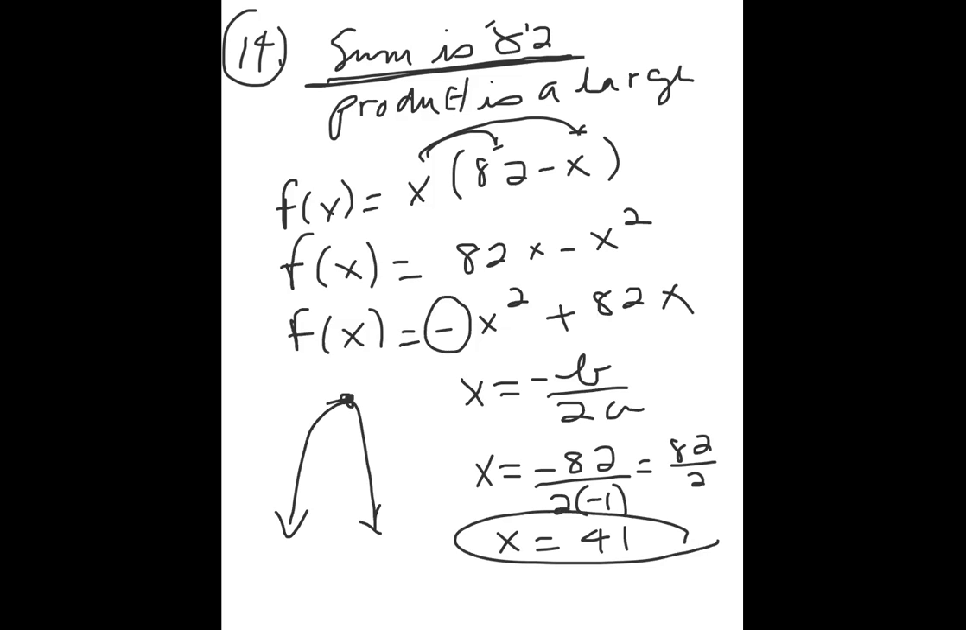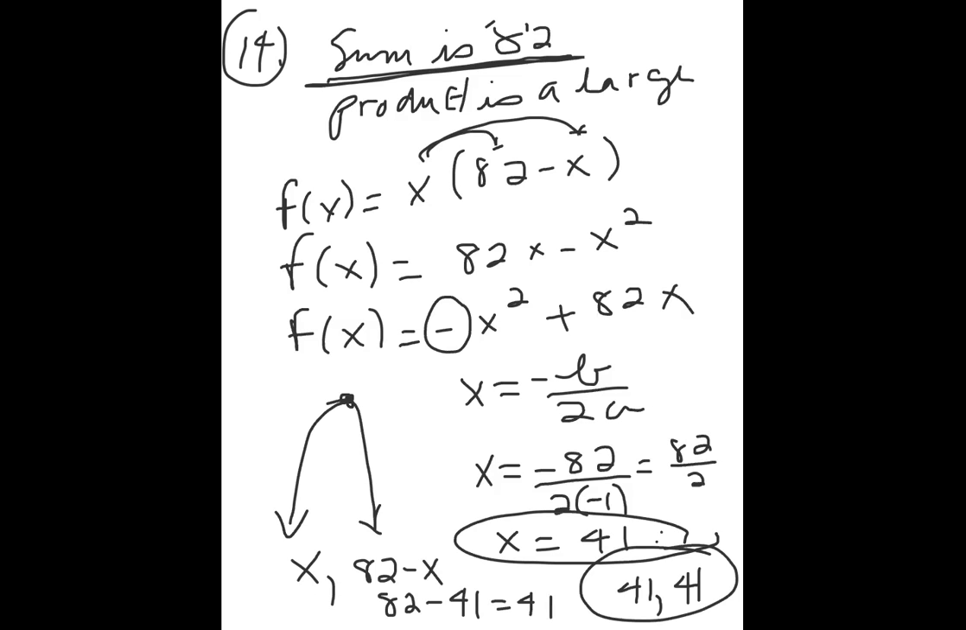This is the first number. Remember, there are 2 numbers we're looking for. So how do we find the other one? Remember, one of them is x, that's this one, and the other one is 82 minus x. Well, if one of them is 41 and the other one is 82 minus 41, well, 82 minus 41 is just 41, guys. So in other words, when the function has reached its maximum, to get the product to be as large as possible, both values must be exactly the same. So 41, 41. The 2 numbers are both 41.